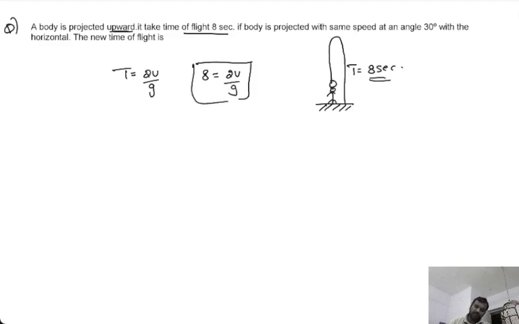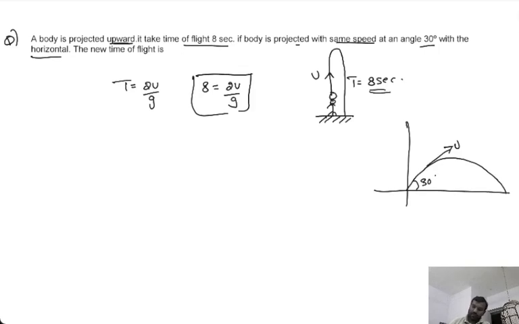First point. Second, if the body is projected with the same speed at an angle 30 degrees with the horizontal. In the next case, the object is thrown with the same speed at an angle theta of 30 degrees with the horizontal. The speed is also the same. Now, this is oblique motion, whereas the first one is a vertical upward motion.